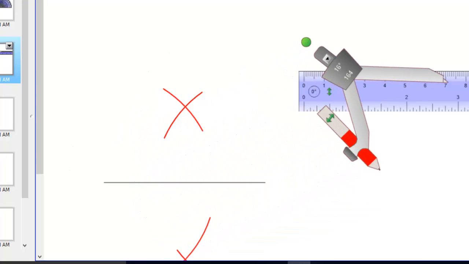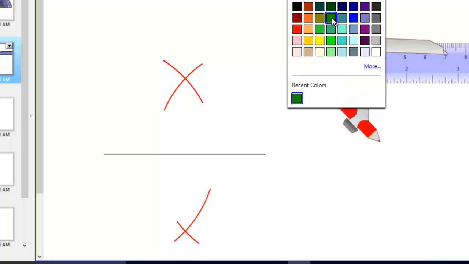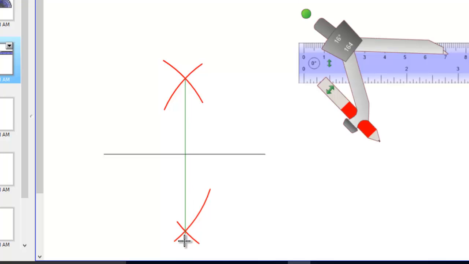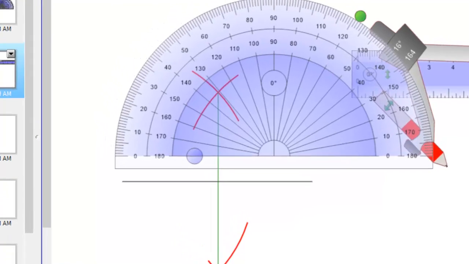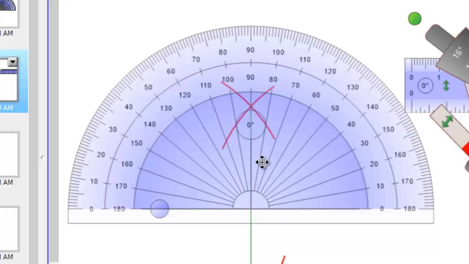Now I don't need the compass. All I need to do is to join these two intersection points of the arcs with a nice line. Let's say I'm going to choose the green with a thin line from this point to this point. Now I guarantee that this is perpendicular. Let's check. I can use the protractor. Is it 90 degrees? As you can see, it's a perfect 90 degree angle.